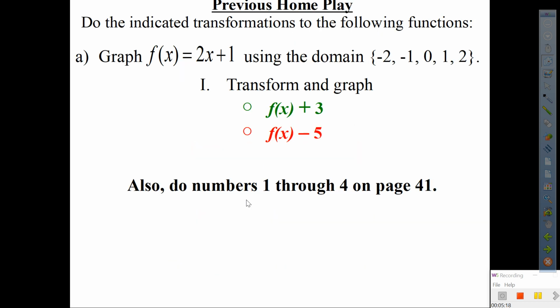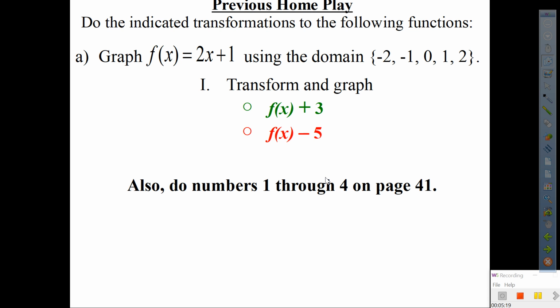Alright, so the homework tonight, look up, and you can get that later on: graph f of x equals x squared using the domain from -3, -2, -1, 0, 1, 2, and 3, and they're going to ask you to do 4 transformations. Only 4.